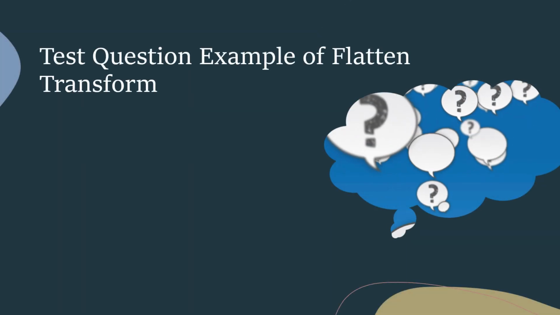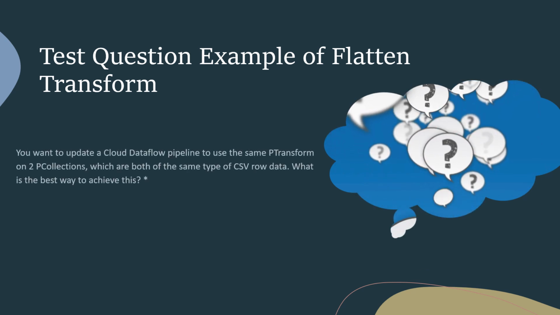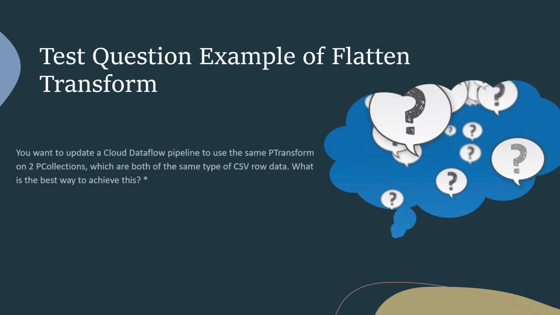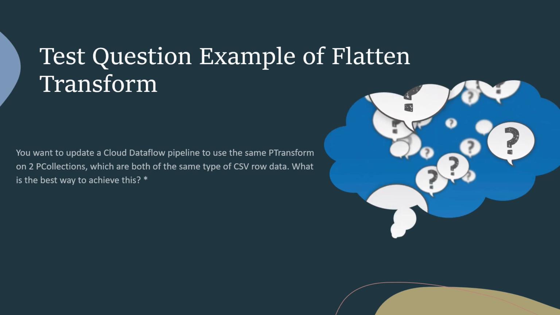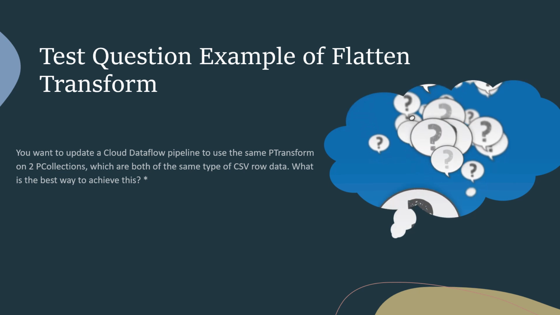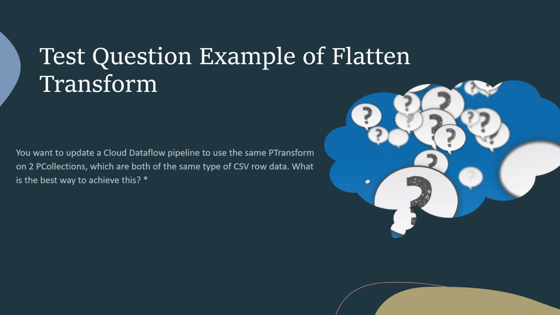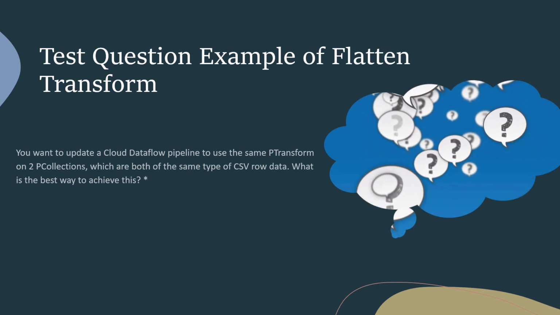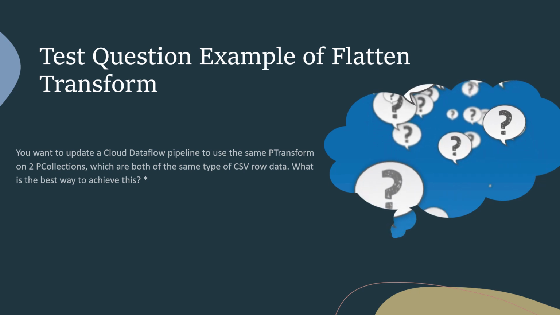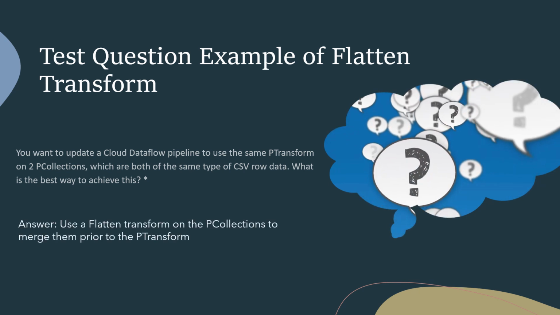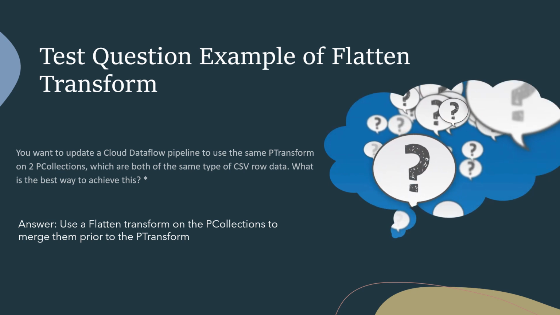All right, let's look at a test question example of flatten transform. You want to update a Cloud Dataflow pipeline to use the same PTransform on two PCollections, which are both the same type, CSV row data. What is the best way to achieve this? All right, so what are some key details in this question that might help us answer it? Both PCollections are of the same type, making it a prime candidate to use the flatten transform. So our answer is use a flatten transform on the PCollections to merge them prior to the PTransform.